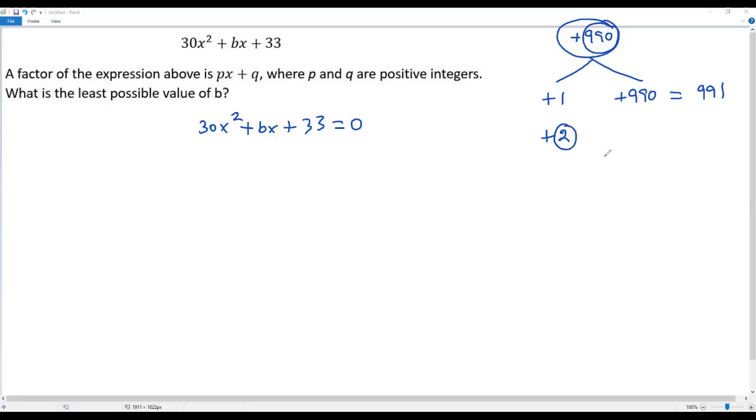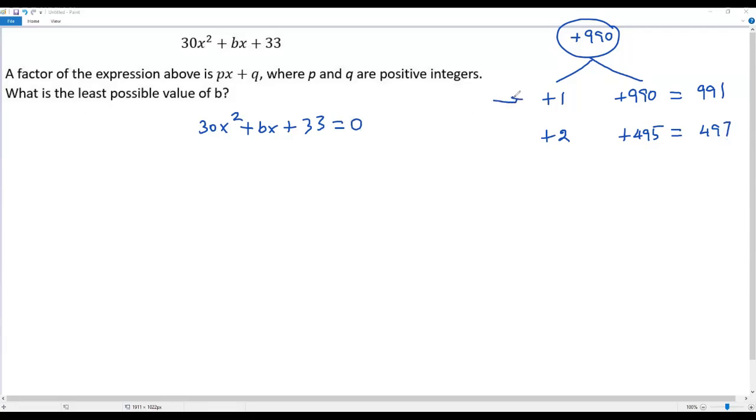When I divide 990 by 2, I am getting 495. That is, positive 495 is the second factor, so that when I multiply this one and this one, I'm getting positive 990. When I add them, I'm getting positive 497. So this is a value of b. But again, for the same reason, we have to find the least possible value of b.